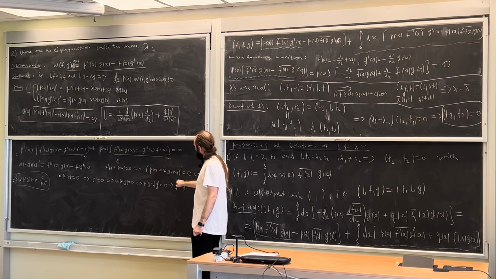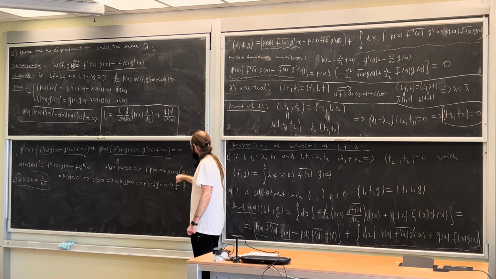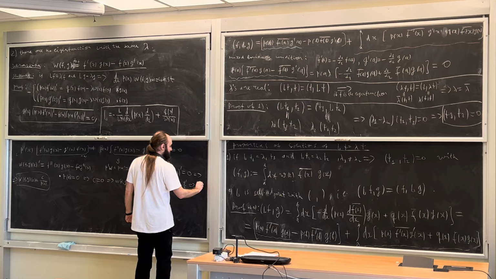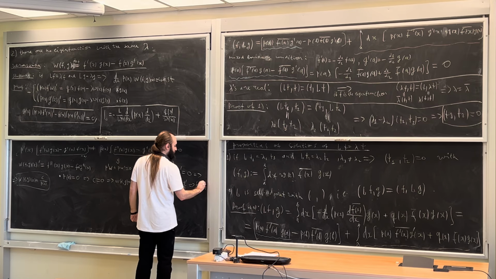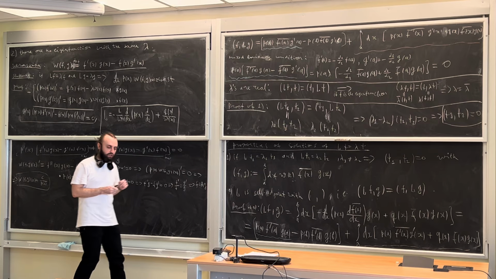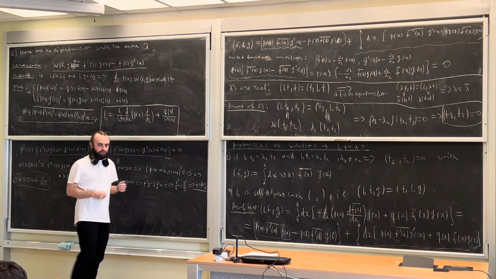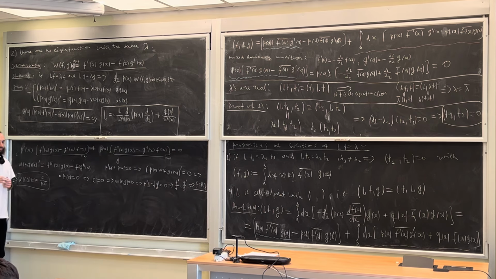So it's the derivative of a logarithm. It's also the derivative of a logarithm, and they differ by a constant. So the only solution of this equation is f equals some constant times g. So f and g are proportional. They are not actually independent solutions of this equation. So it's the end of the proof in this case.